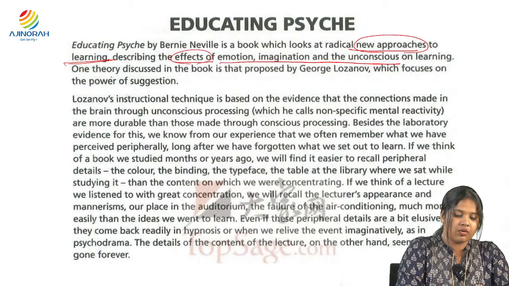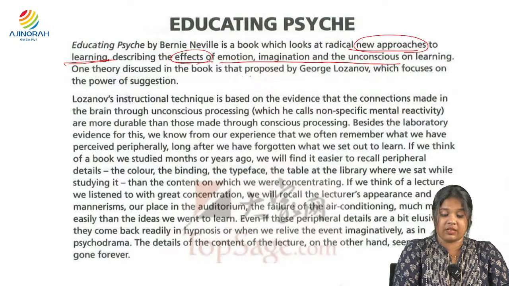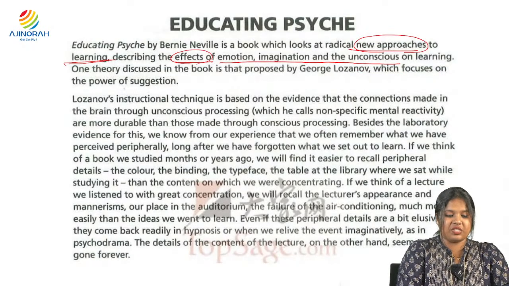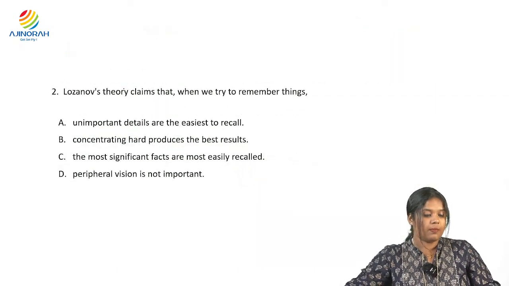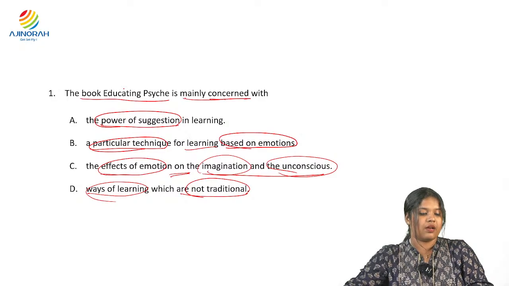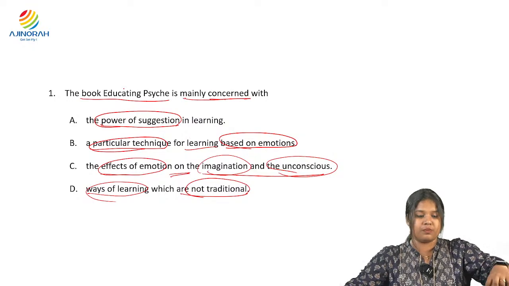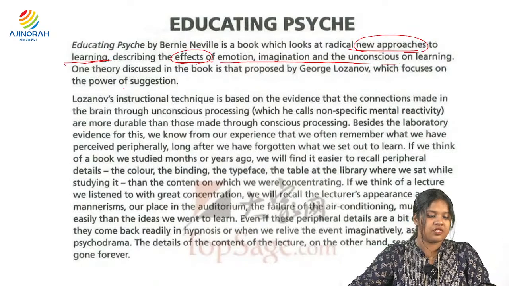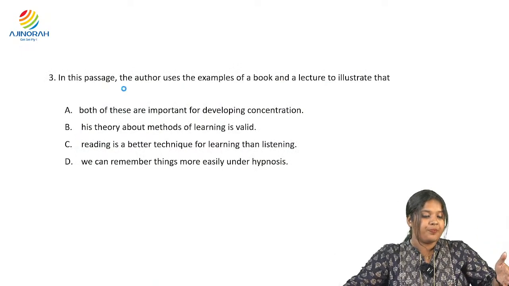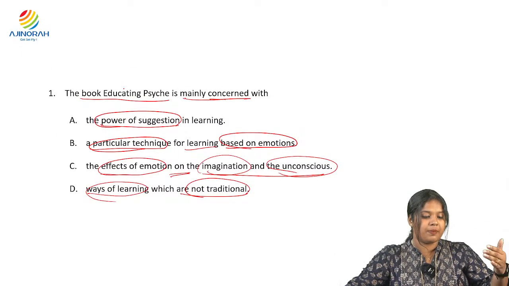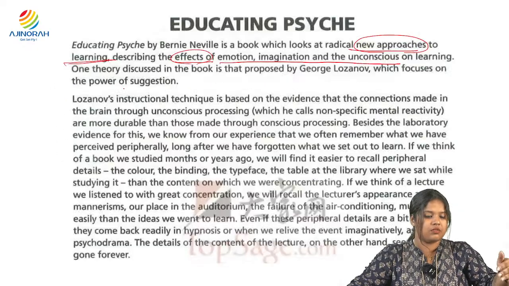And one theory discussed in the book is that proposed by George Lozanov, which focuses on the power of suggestion. So they are talking about this book, Educating Psyche. Okay, so they are asking what is the main concern of this book. Are they talking about the power of suggestion in learning? No, the power of suggestion is talked about by Lozanov. Now, are they talking about a particular technique for learning based on emotion?